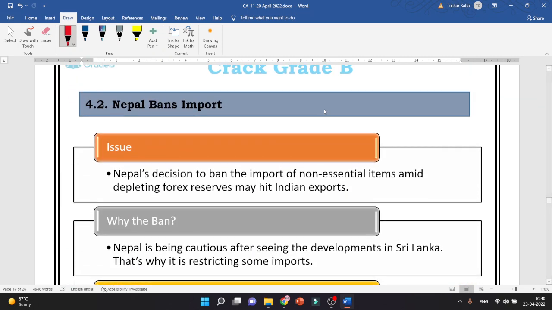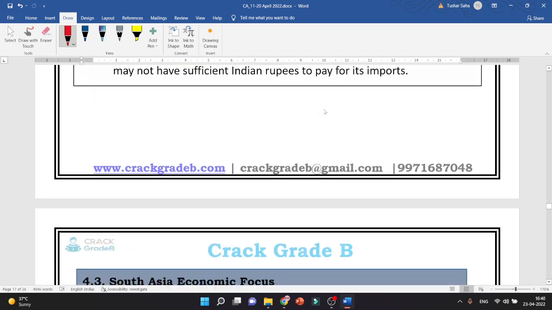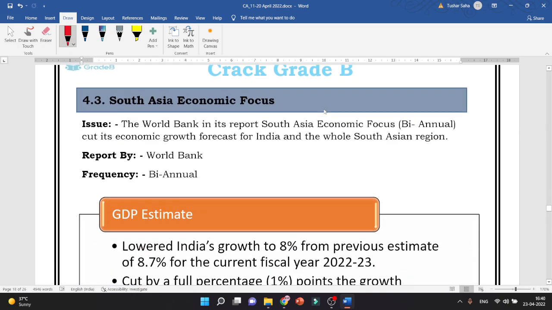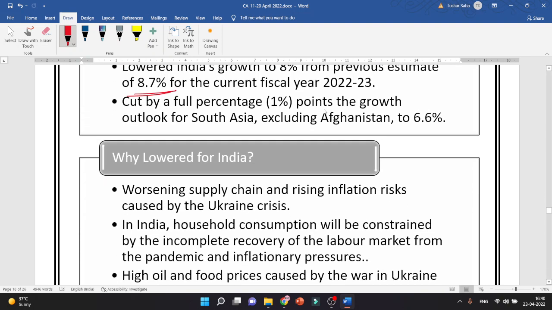And Nepal bans import, right? Again, this is for the overview, so go through it, you will understand. Okay, South Asia Economic Focus. This is a report by the World Bank. This is a biannual report, right? So what it said, it lowered India's growth to 8% from the previous estimate of 8.7%, right?